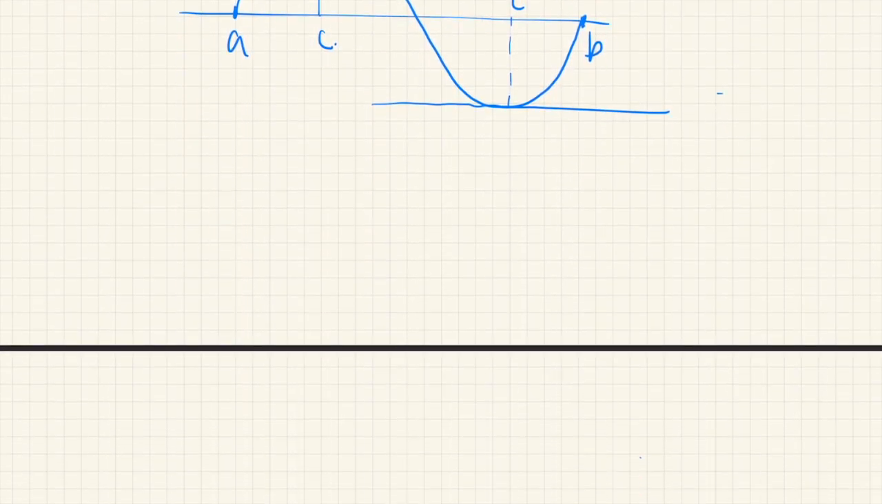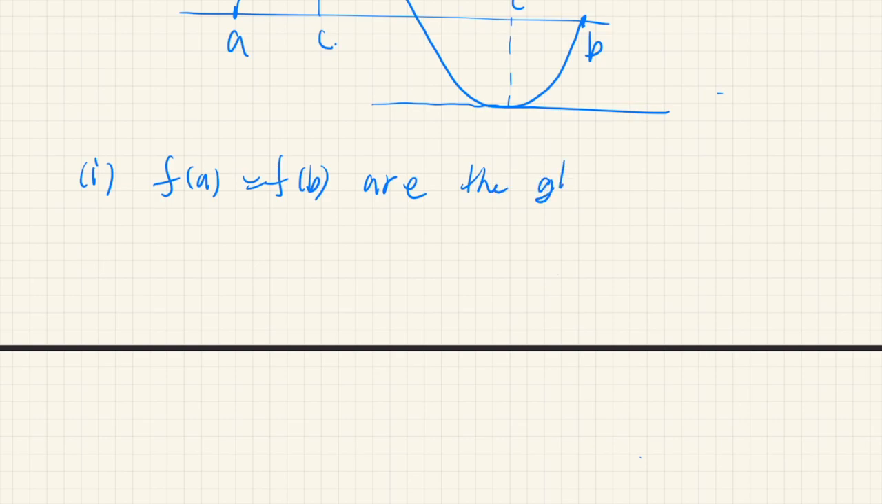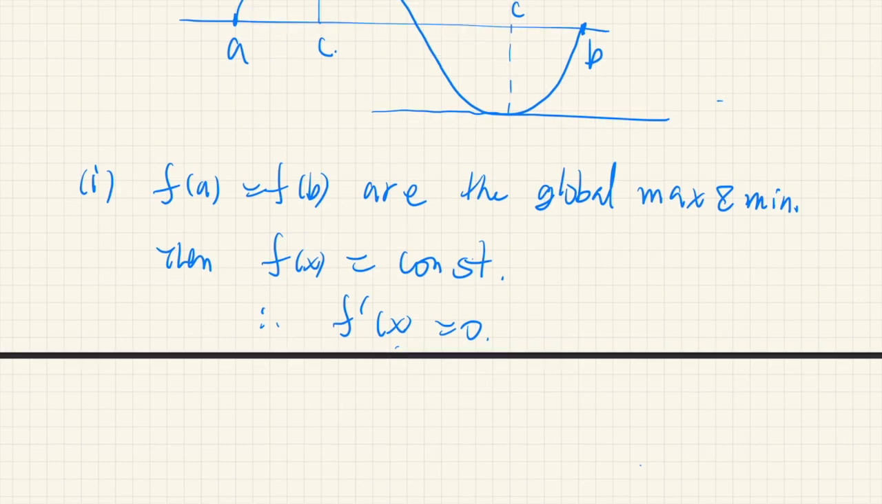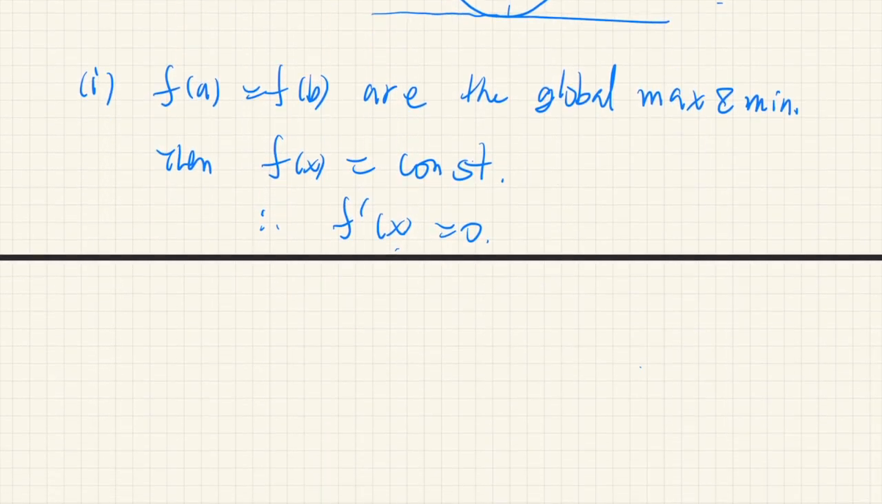So let's prove this, and we consider 2 cases separately. First, f of a equal to f of b are the global maximum and the global minimum at the same time. Maximum and minimum. In this case, then f of x is a constant function. Therefore, the derivative is always 0. So this c can be anywhere in this interval.